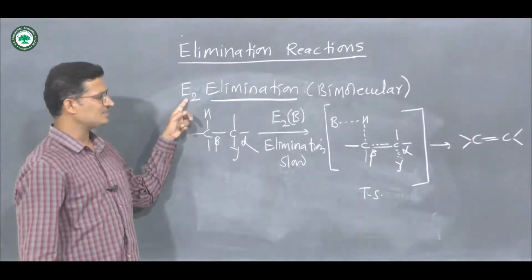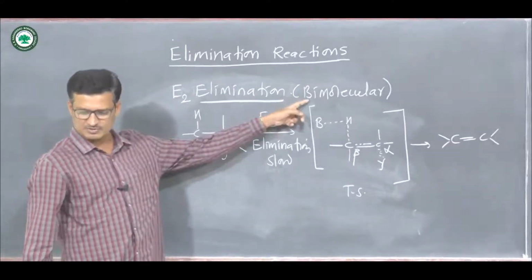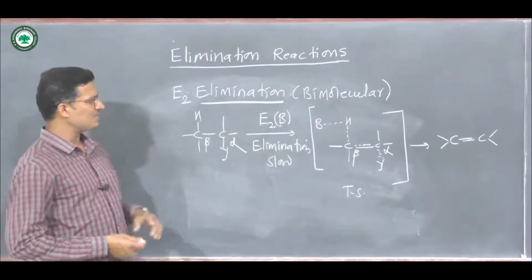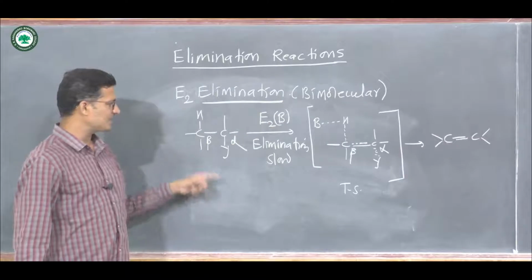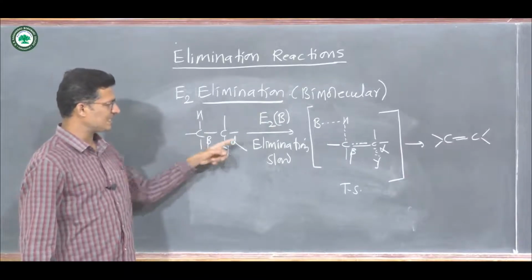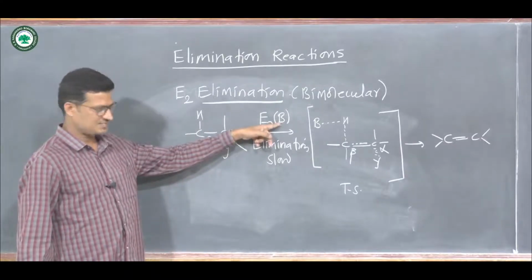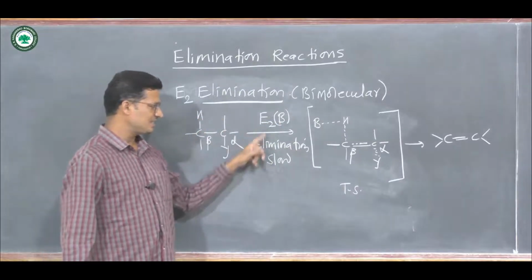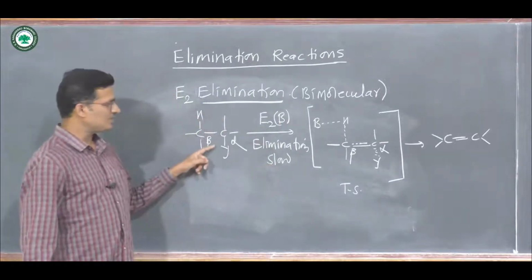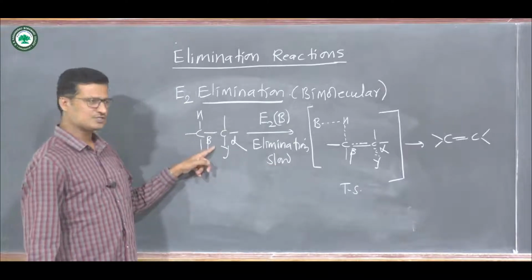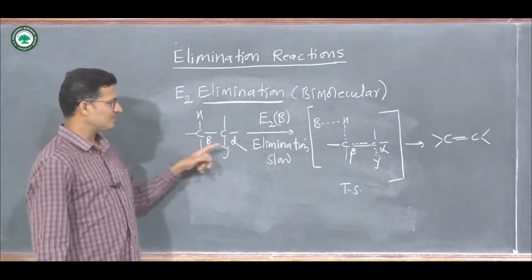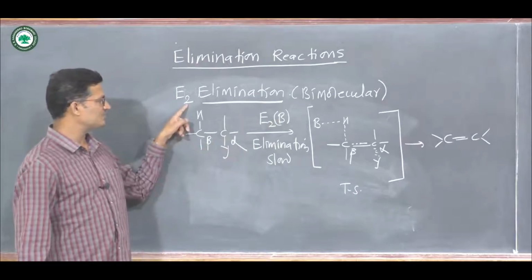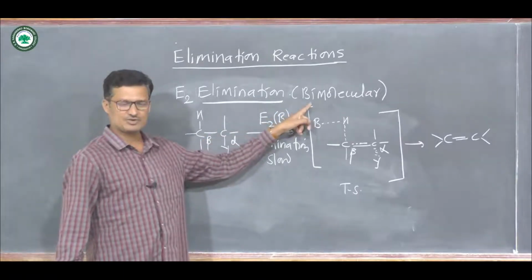So what are the characteristics of E2 eliminations? It is called a bimolecular reaction. Why is it called bimolecular? Because the rate of reaction depends on the substrate as well as the base, since the base abstracts the proton in the slow step of the reaction. It is a single step reaction. Both molecules take part in the reaction in the slow step, the substrate as well as the base. So that's why the 2 stands for bimolecular reaction.